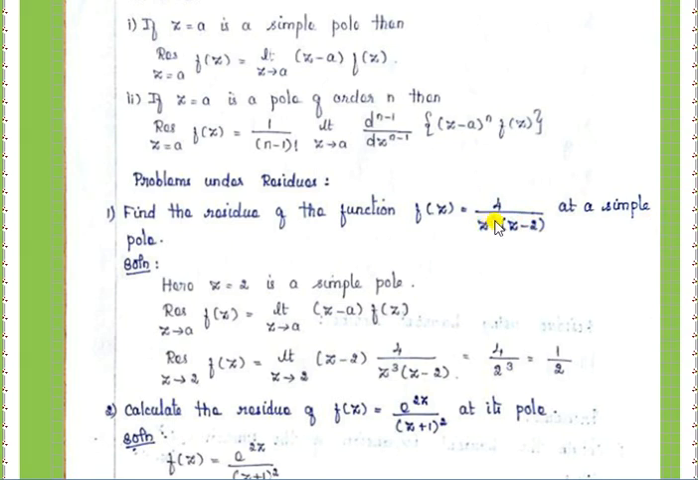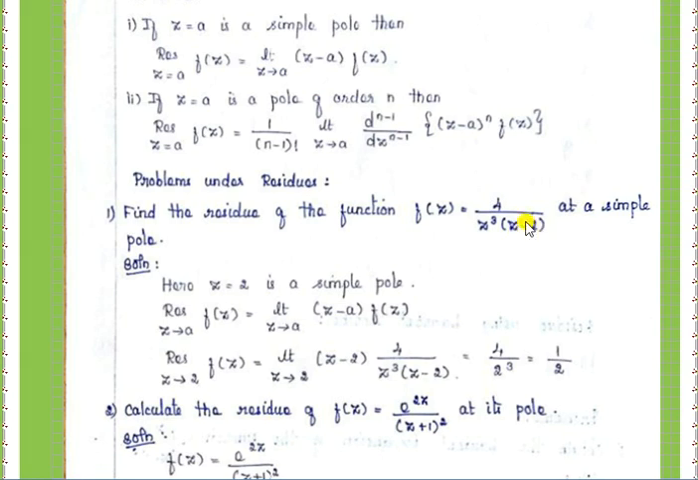In z power 3, the pole is z equal to 0, because when I replace z equal to 0, I will get 1 by 0, which makes the denominator 0. So z equal to 0 is one pole, but the order of this pole is 3. They are asking to find the simple pole residue value. This is not a simple pole. Come to the second category.